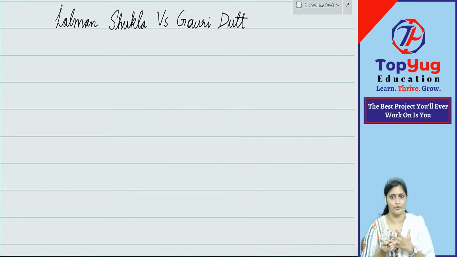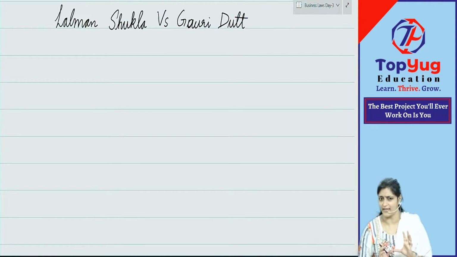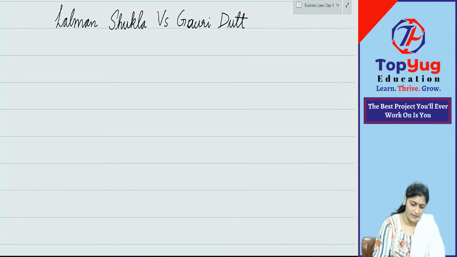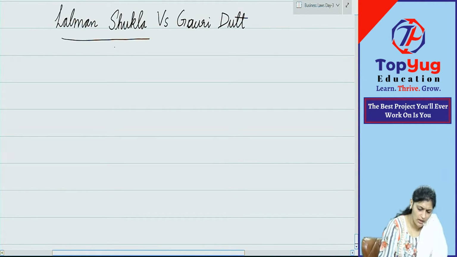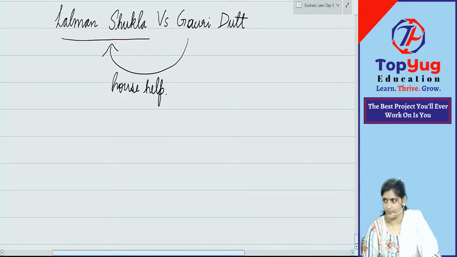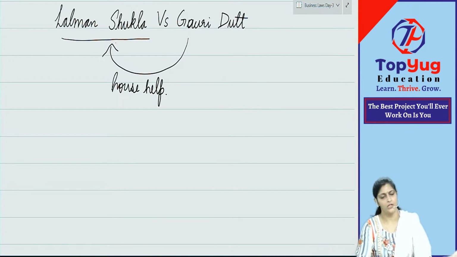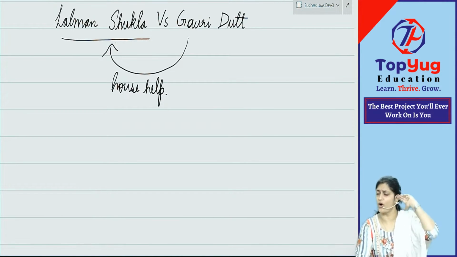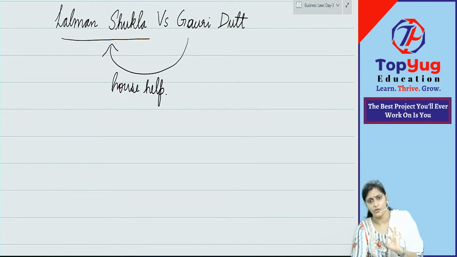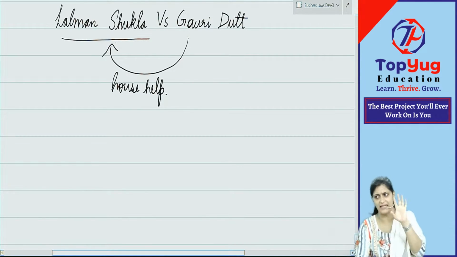Gauri Dutt was not able to find the nephew. She tried to find him everywhere nearby, but was not able to. So what happened? This person, Lalman Shukla, was Gauri Dutt's house help. So what did Gauri Dutt do? Gauri Dutt told Lalman Shukla to go in search of the nephew. Lalman Shukla left, searching for the nephew.